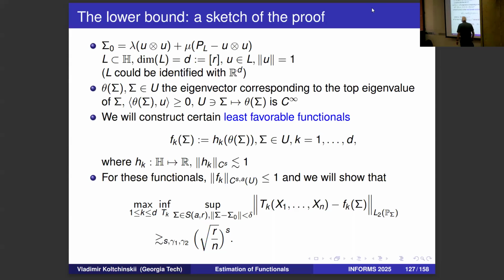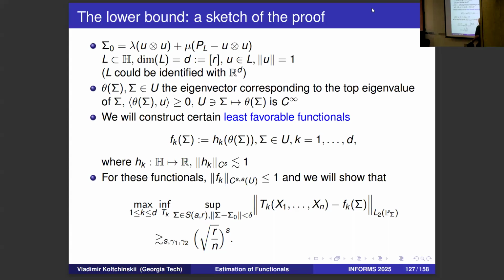So first, this is already what we discussed. We are working only in a small neighborhood U of sigma naught. Actually all operators in this neighborhood will have top eigenvalue also of multiplicity 1, since the neighborhood is small. So there is an eigenvector defined up to sign.